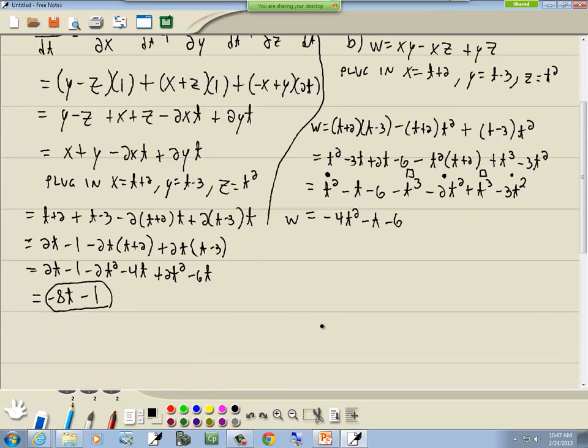Okay, now let's take the derivative of that and see if I come up with the same thing, or if I need to go look for an error. Okay, derivative of this with respect to t gives us negative 8t minus 1. Which is good, because that's what we came up with over here using the chain rule.